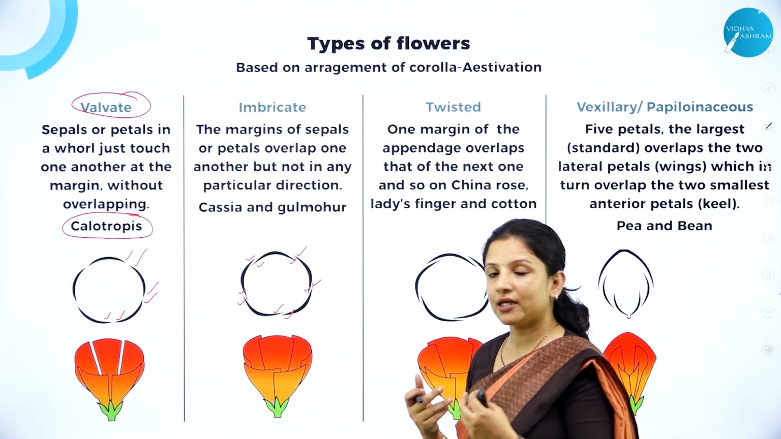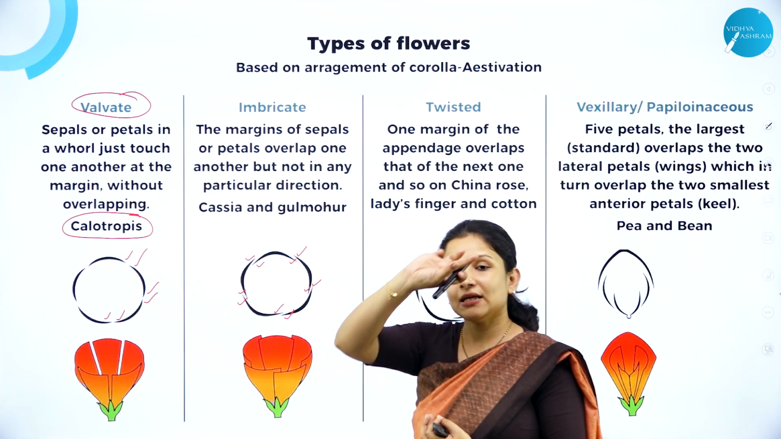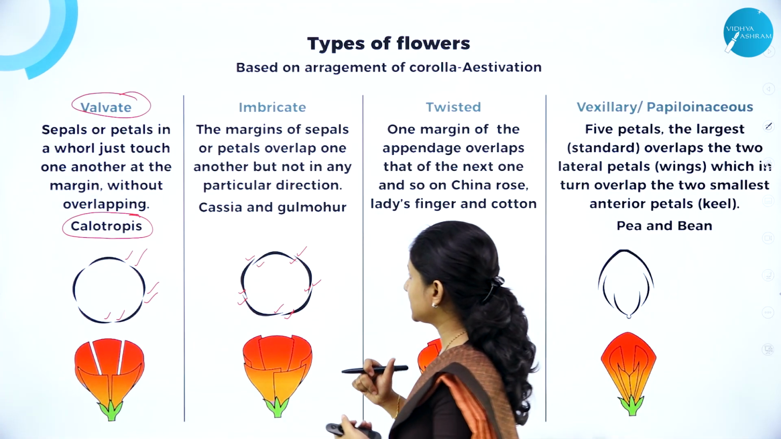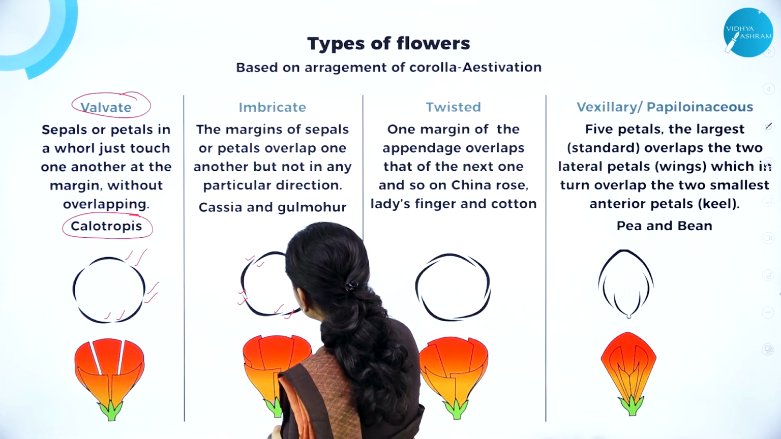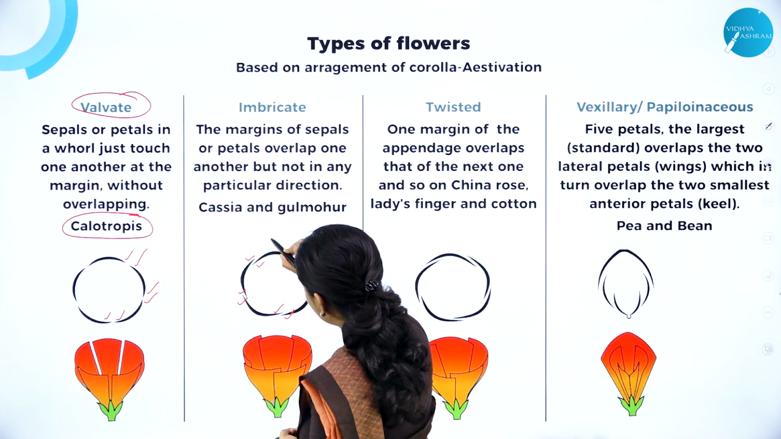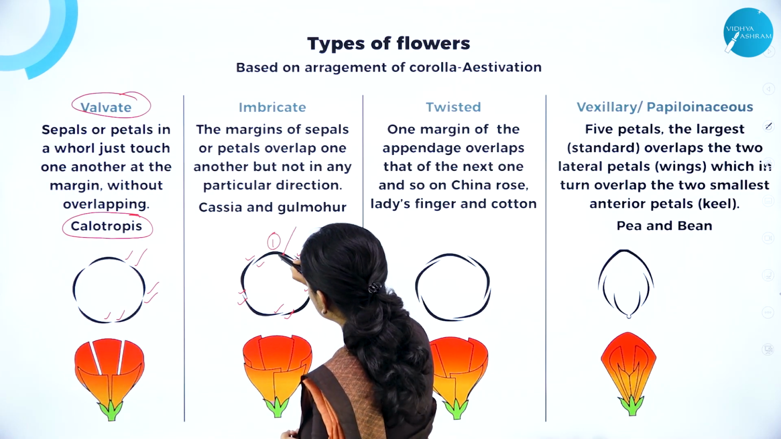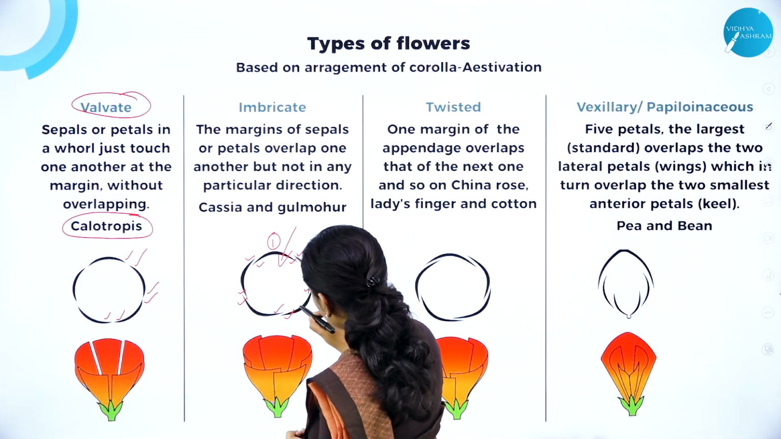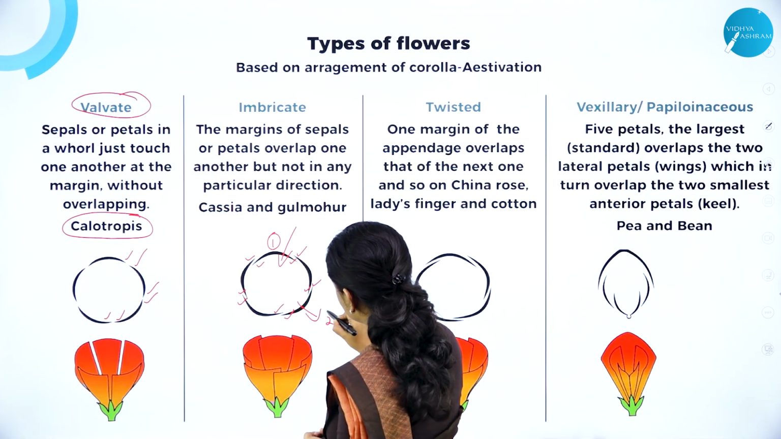But let's see how they are arranged, how the overlapping is: is it completely in a clockwise direction or in an anti-clockwise direction? We shall see. Here this is overlapping with this, and this is overlapping with this, but this petal is completely towards the inside. And if you can see, this petal that is there is completely towards the outside.